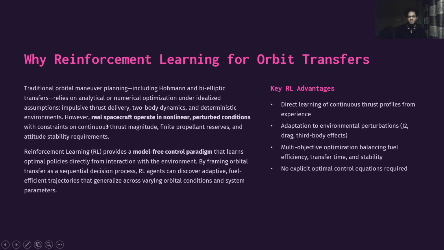However, real spacecraft operate in a non-linear fashion, and we have perturbed conditions, and not everything that happens in a spacecraft is ideal. So we need some sort of corrective measure for this, which we don't get from classical techniques. Reinforcement learning provides a model-free control paradigm that learns optimal policies directly from interaction with the environment.